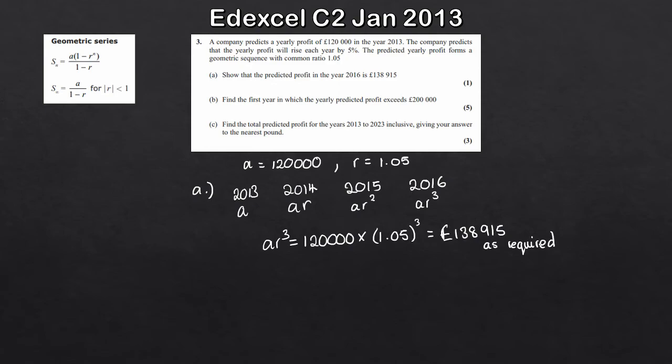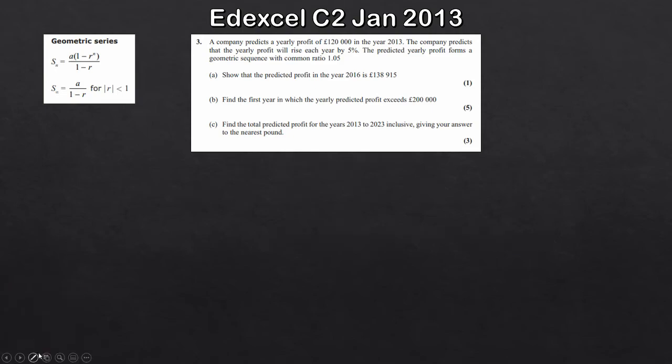Okay, so quite a nice start off there. Part B then, again a little tricky, kind of similar to the last one here, where we're looking at the powers. So this is what makes it a bit more difficult. Part B, so we're asked to find the first year in which the yearly predicted profit exceeds 200,000.